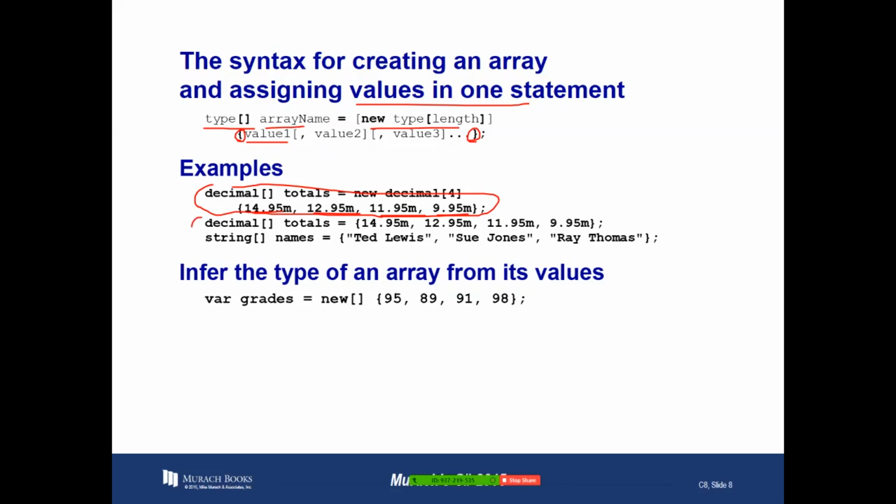Here's another lazier way of doing it. We can just do it this way. For totals, we just put the elements there, and here we do it for names. This is a way of doing it where we infer the type of the array by its values. These look like integer values right here. There's no decimal point, they're numbers. So here we're declaring a new array named grades, and we're using var here, and these are the values, so it's going to be a 4-element integer array.